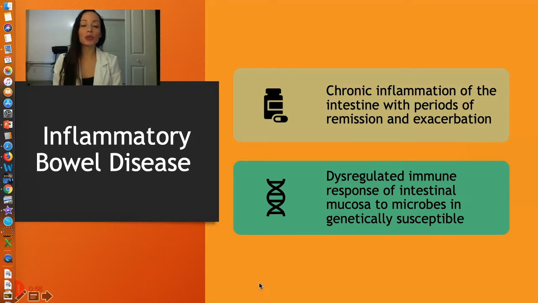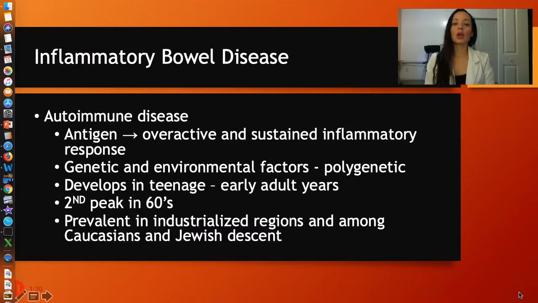Both of them are inflammatory bowel diseases, and it results because there's chronic inflammation of the intestine with periods of remission and exacerbation. The cause of these conditions is multifactorial. Some individuals are predisposed, so there's a genetic component. It can be environmental triggers, stress. So that's why we say multifactorial. Dysregulated immune response of intestinal mucosa to microbes in the genetically susceptible. Basically, the intestine is attacking itself.